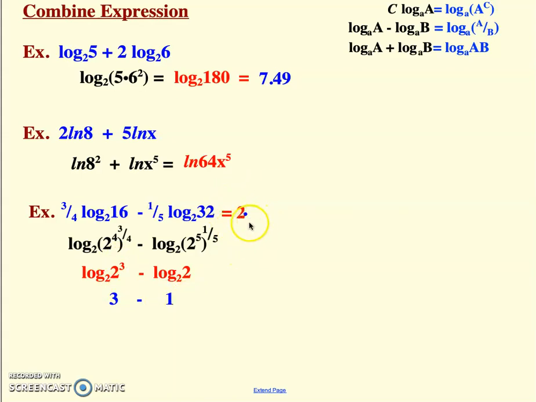An alternative to this is you could actually say, hey, that's 4, and that's 5, and then go 3/4 times 4 and 1/5 times 5, and same spot, right? Okay, so condensing, expanding, however you want to look at it, it's all practice with the laws, and it's going to let you manipulate and do these kinds of problems.